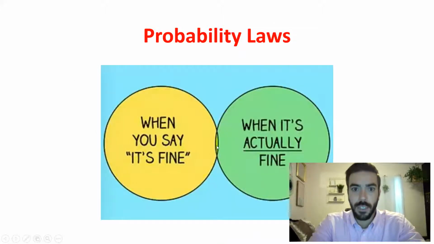Now we think about that intersection. I always thought this was a fun meme, right? When you say it's fine, when it's actually fine, very small intersection, right? Probably that intersection is like 0.01.